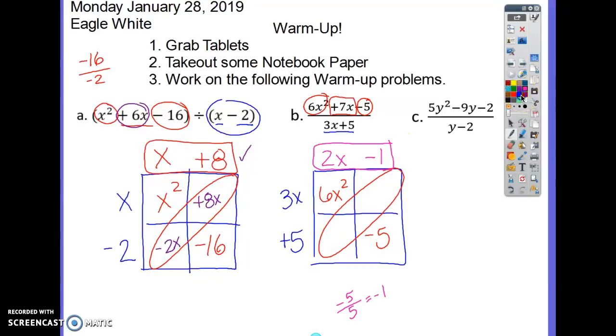Let's check it. When you multiply 3x times negative 1 is negative 3x. And when you multiply 2x times 5 is a positive 10x. When you add those two, it gives you a positive 7x. Check. So this is my answer. And then the last one.